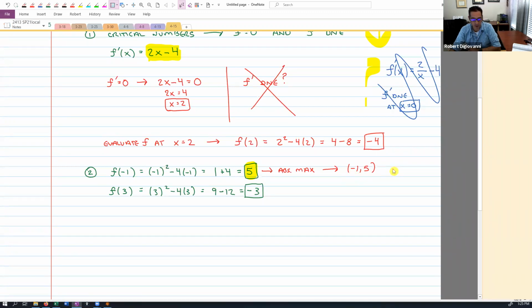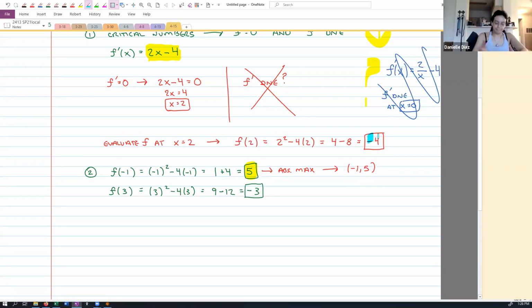Is that how you want us to write it to get good practice on using that? You can do it either way. If someone asks you what's the absolute maximum, you would say 5. But if someone said, where did it occur? Like, where does the function have its absolute maximum? You would need to know it happened at -1. I personally like writing it as a point because it gives you both pieces of information, not only what it is, but where it happens.